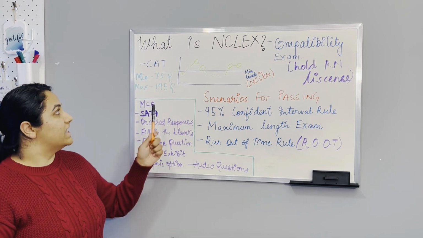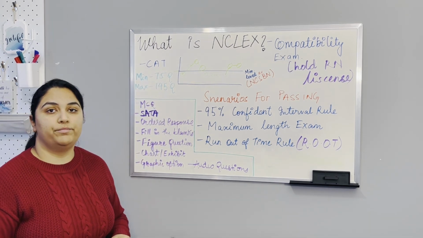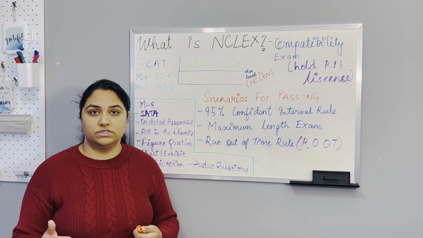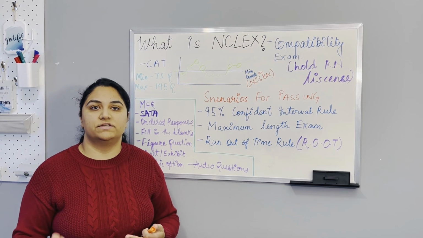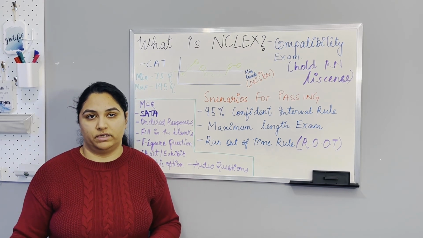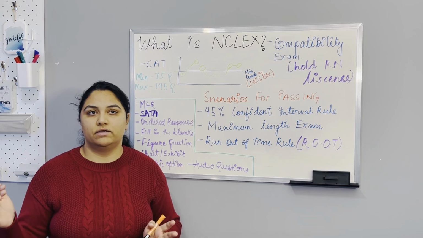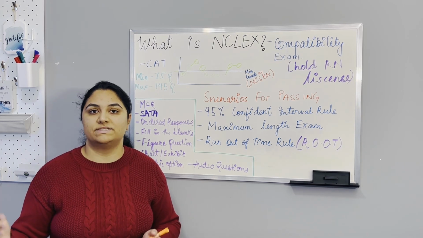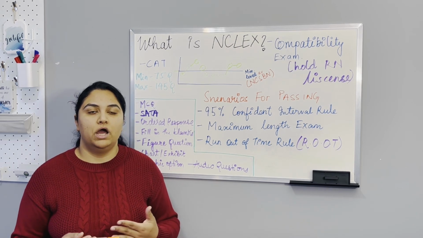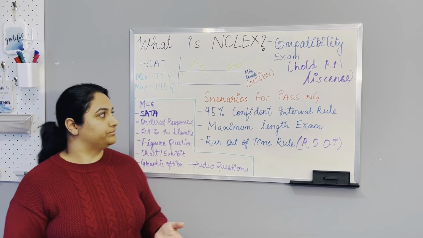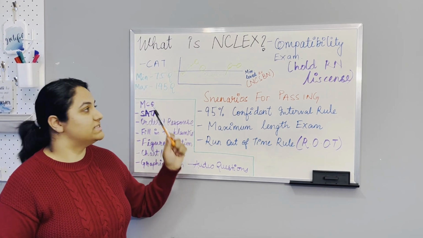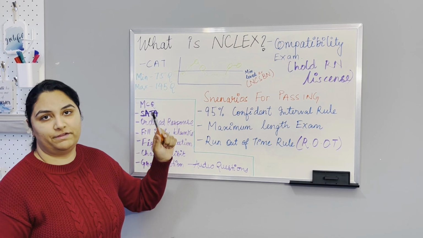The NCLEX exam is a CAT exam, that is, Computer Adaptive Test. It means that the computer gives you questions, and depending upon the response that you give, the next question will be decided at that moment. It's not a set pattern of exam, not a set number of questions, but it will depend upon how you answer. The minimum number of questions that you get in an NCLEX is 75 and the maximum is 145.